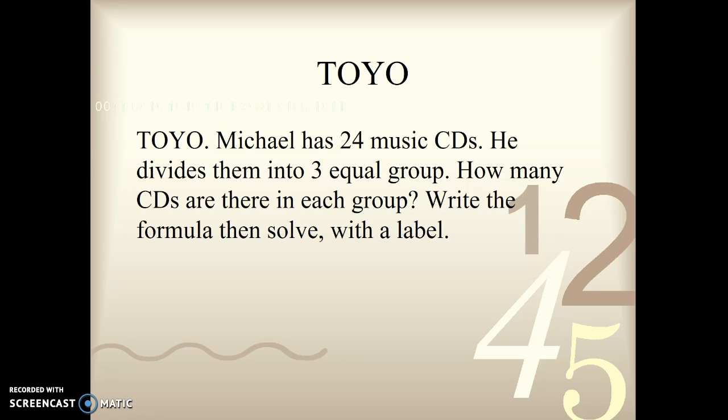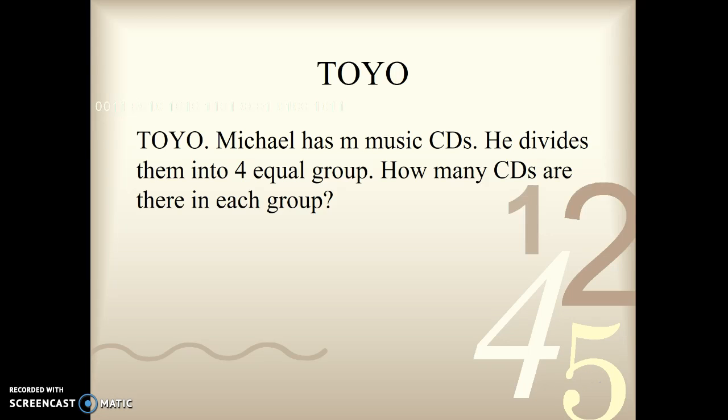All right, let's see how you did. So Michael has 24 music CDs. He divides them into 3 equal groups. How many CDs are there in each group? Write the formula and then solve with a label. All right, easy enough, right guys? We're going to divide. So 24 divided by 3 equals 8 CDs.